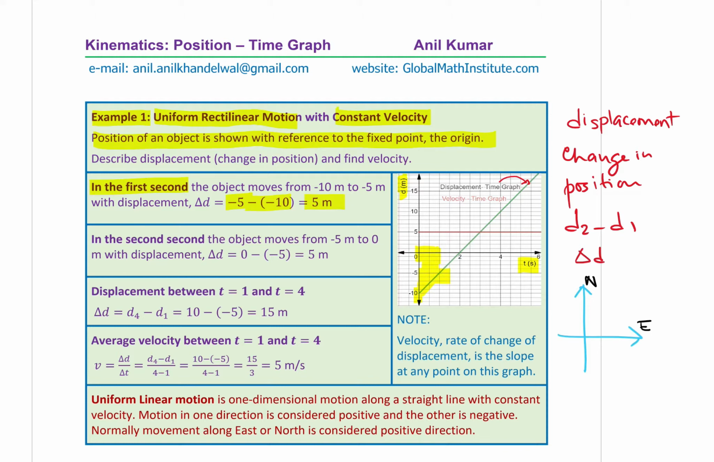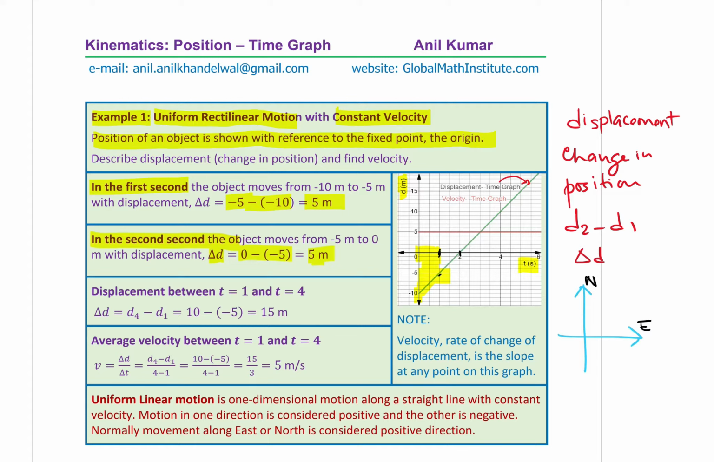Now let us analyze the second. The second is from t equals 1 to t equals 2. In this period, the object moves from minus 5 to 0. So let's find the displacement, which is 0 minus minus 5. Again, 5 meters in this second. So in the second also, the object's displacement is 5 meters.